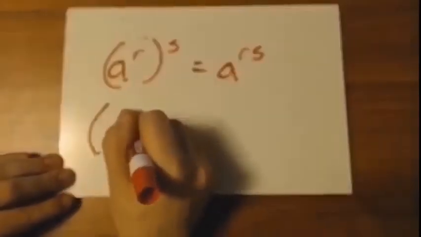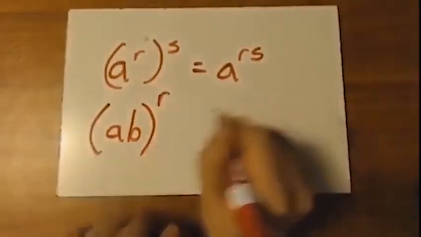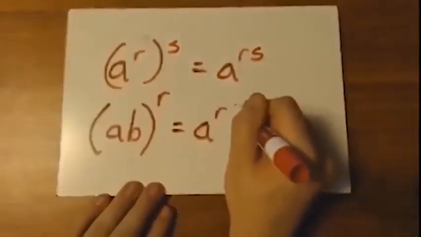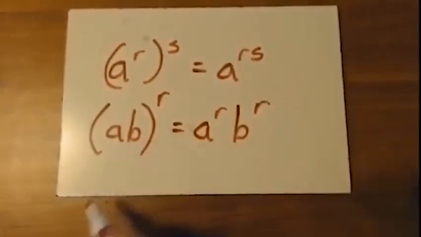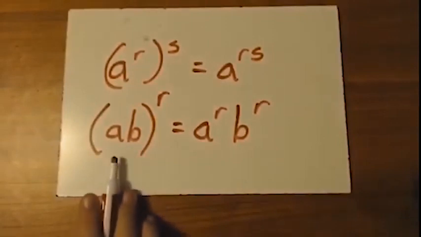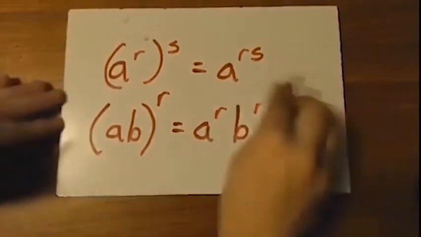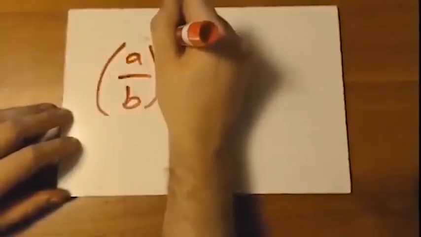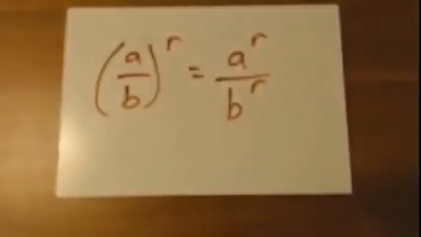Also be aware that if there's two factors inside, remember, a times b raised to the r, we give it to both. That's just for multiplication. You can't do that if it was a plus b. It wouldn't be a to the r plus b to the r. This is just for multiplication inside. And the last form of the power rule is the one that involves the fraction. A over b to the r. Give the r to top and bottom.